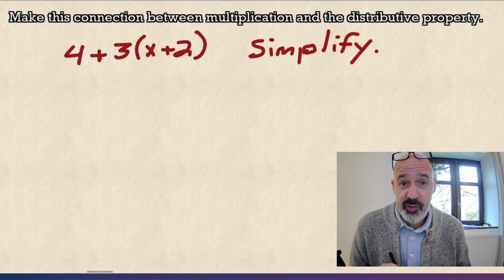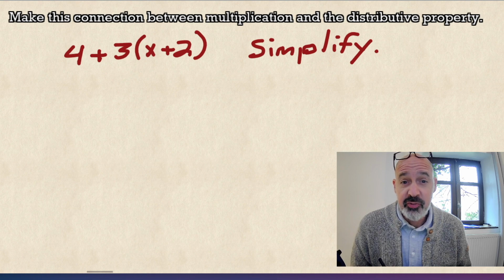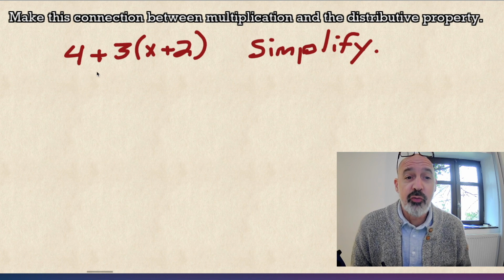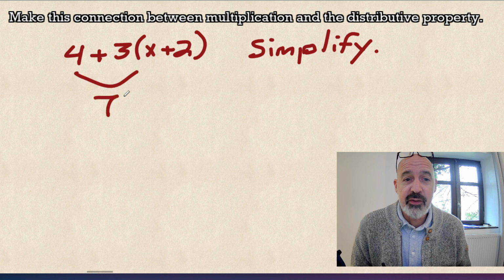Going to talk about distributive property and specifically how to connect it back to regular multiplication. So here I'm looking at 4 plus 3 times x plus 2. Now, a very common mistake is that students will take 4 plus 3 and make it into 7, and then they'll distribute 7 into x plus 2, but that is not correct.